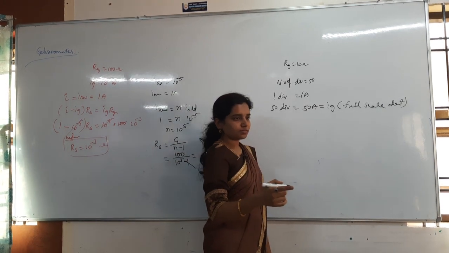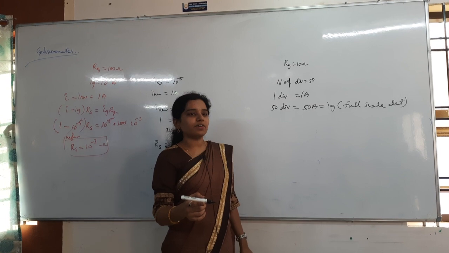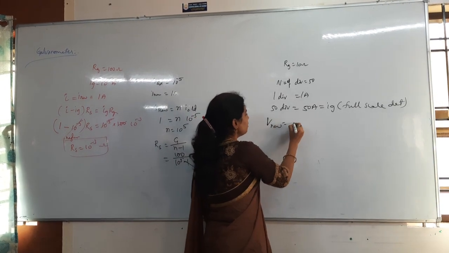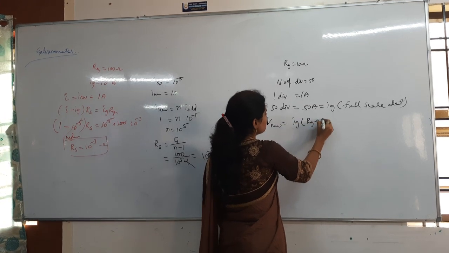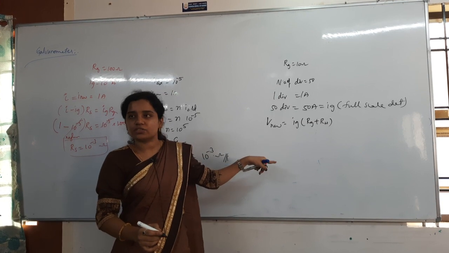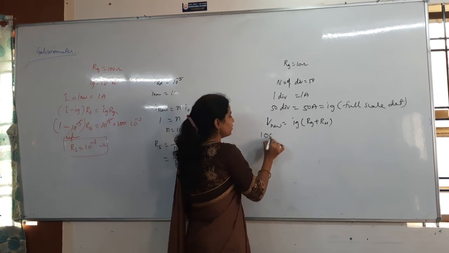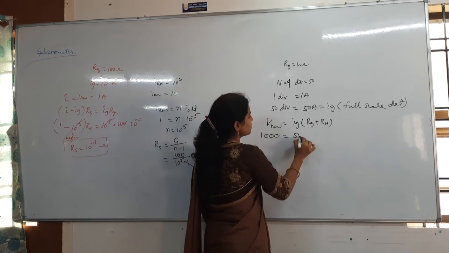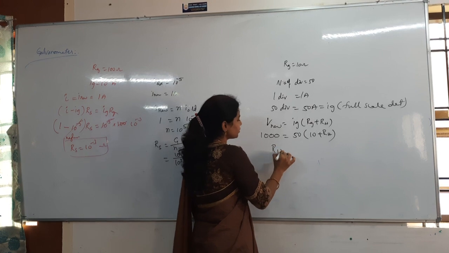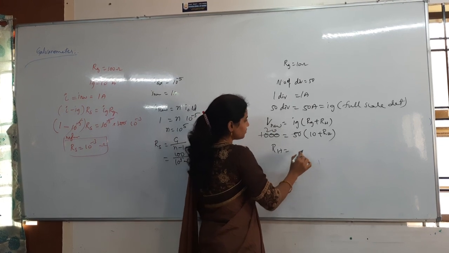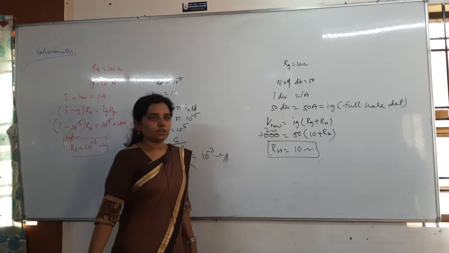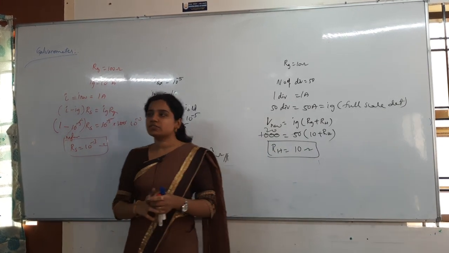What have they given after that? Next. If you want to read 1 kilovolt, V new is equal to, what is the formula? Ig into Rg plus Rh. We are reading the new range, so the new range is 1 kilovolt. 1000 is equal to Ig which is 50, Rg is how much? 10 plus Rh. Then Rh is automatically 20 times, and then Rh is equal to 10. That's the correct answer. How many of you got that before me? Raise your hands. Yes, almost.